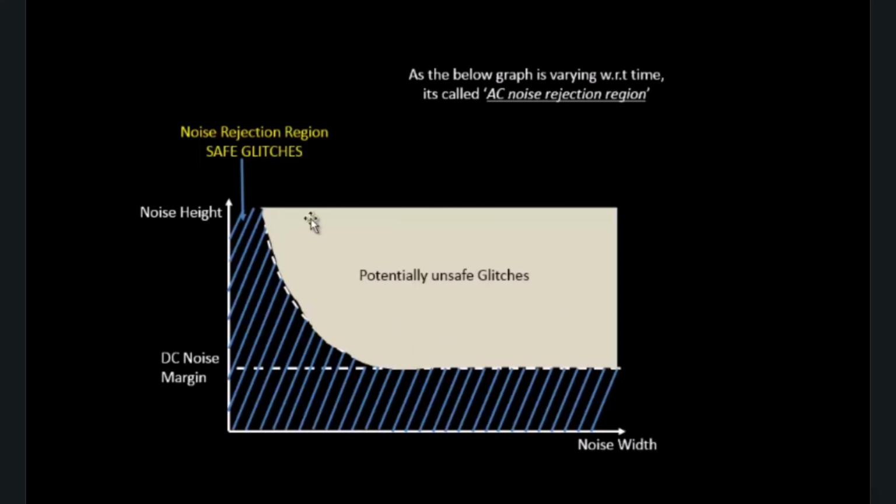Since this particular graph varies with respect to time as well, it will be called the AC noise margin, AC noise rejection ratio. We have to look into some examples with this particular graph, and try to understand and dive deeper into glitches. So let's do all this in the next video. Thank you.